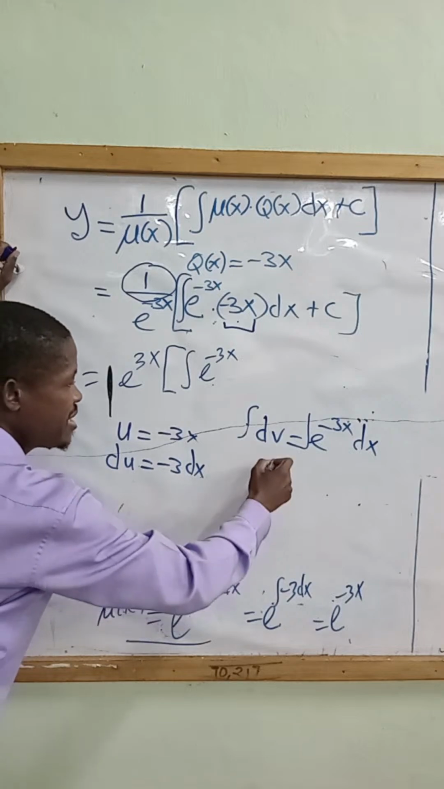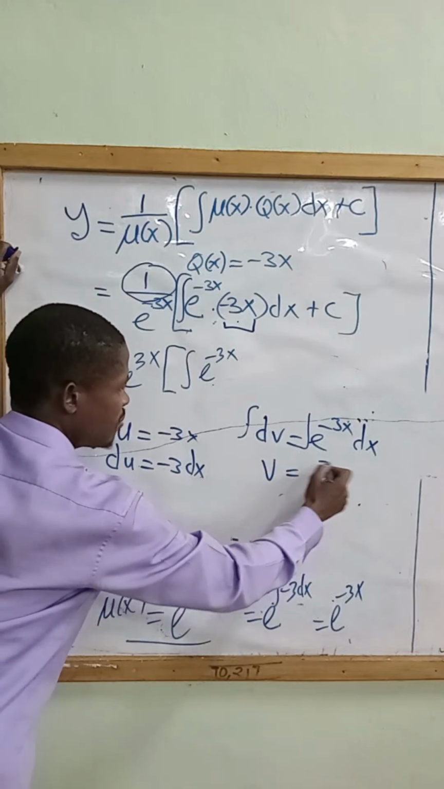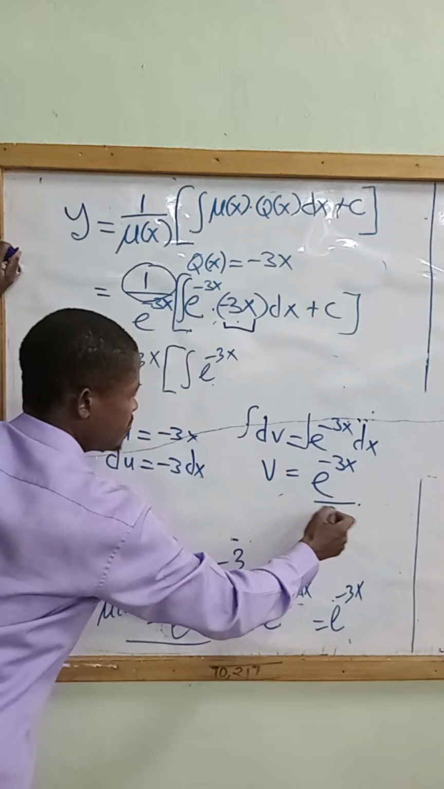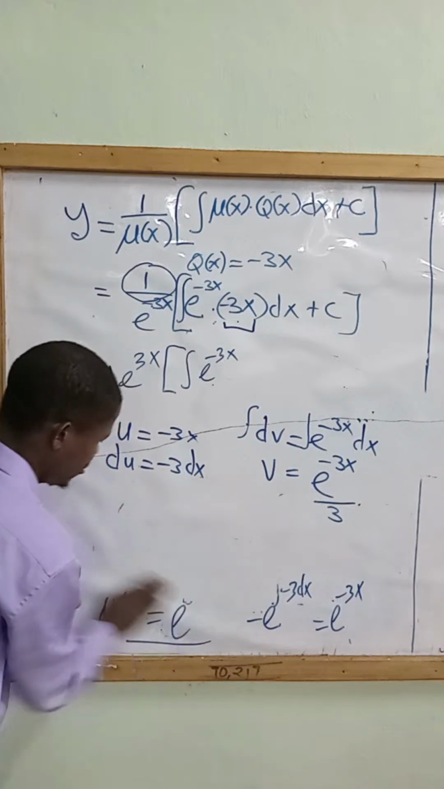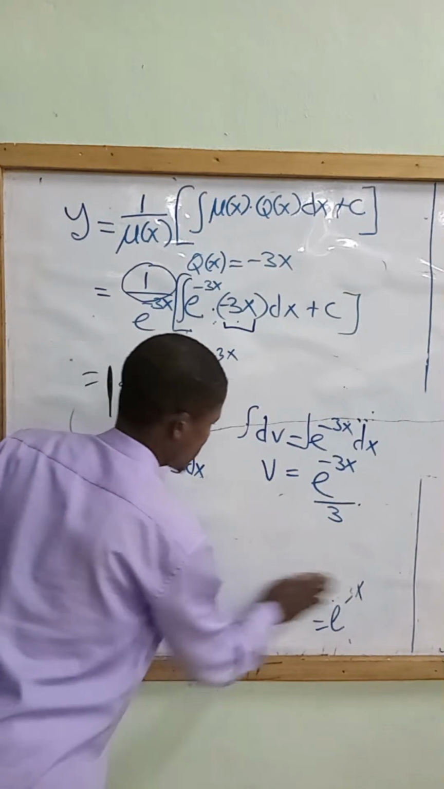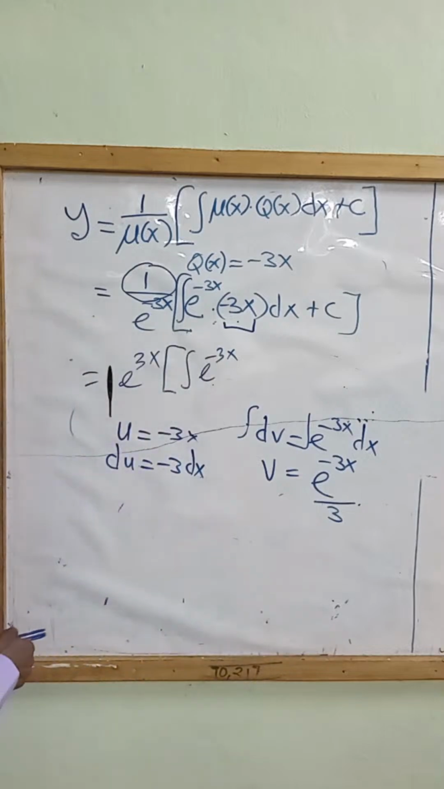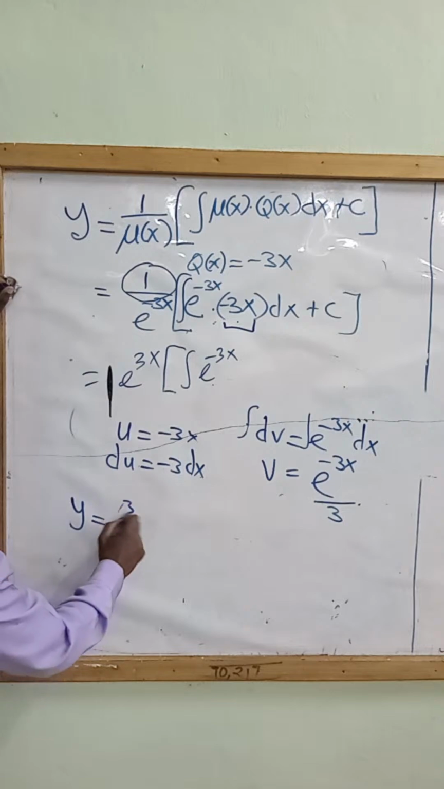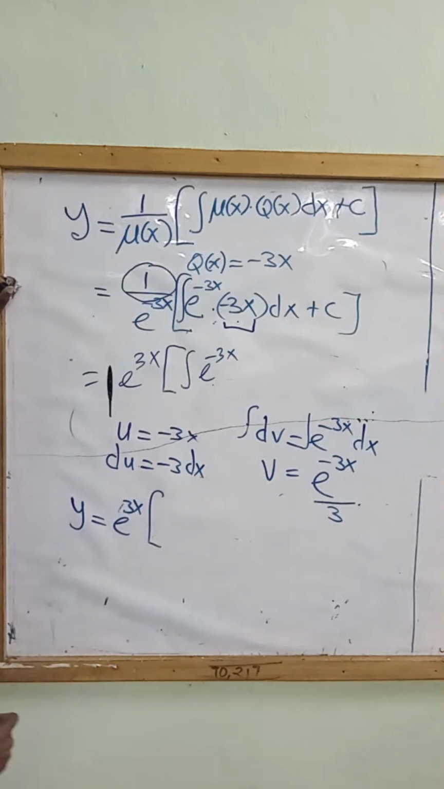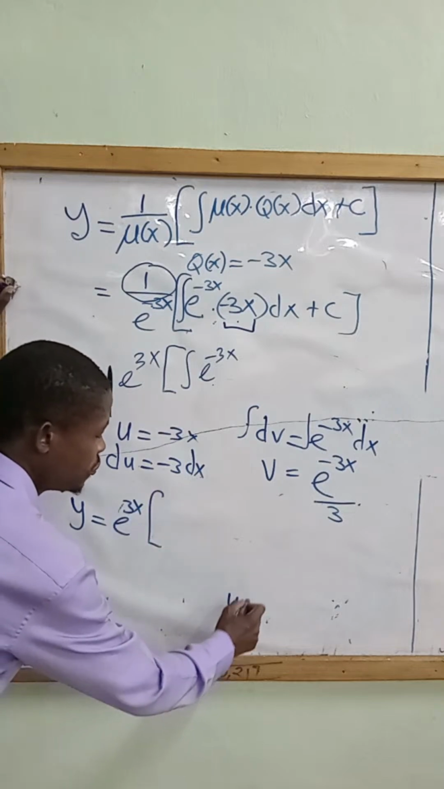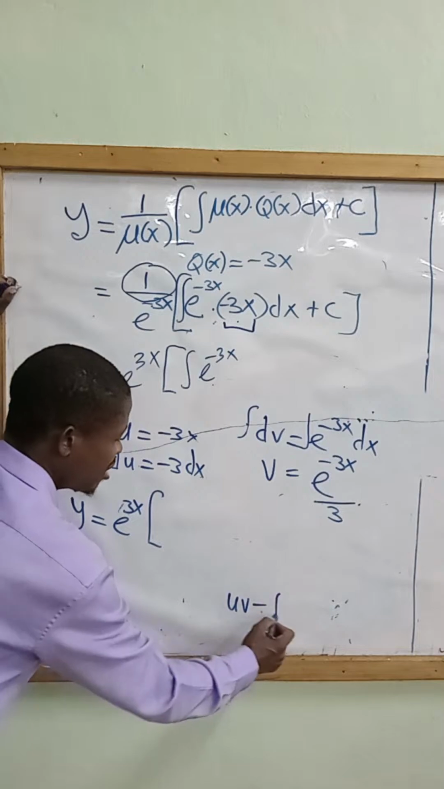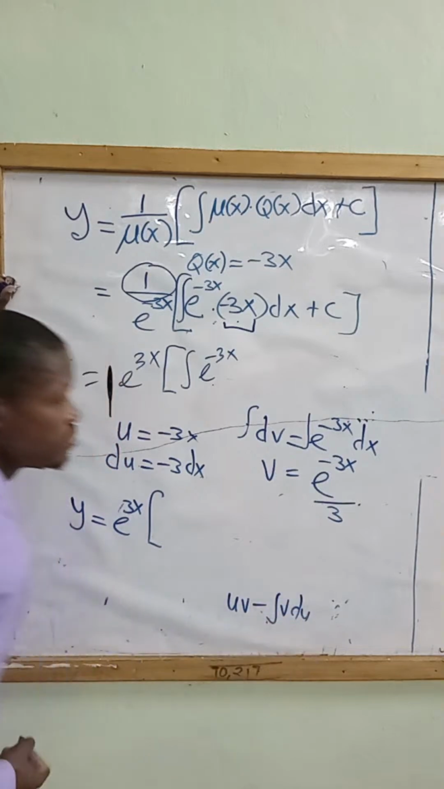So integrate this one, integrate this place. So you are having v equal to what? e to power what? Minus 3x over 3. Then let's substitute that into that equation. So we have y equal to e to power 3x, open your brackets. For integration by parts, I'm using this formula: uv minus integral of v du.